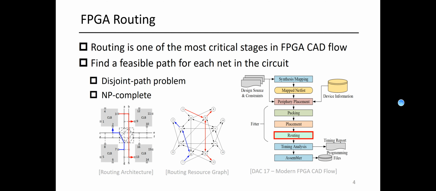Mapping an application onto FPGA depends heavily on CAD tools. Routing is one of the most critical stages in the FPGA CAD flow. Routing is used to find a feasible path for each net in the circuit. This is a disjoint path problem and NP complete. To study the routing problem, the routing architecture can be described as a routing resource graph, which is used to explore the routing algorithm.